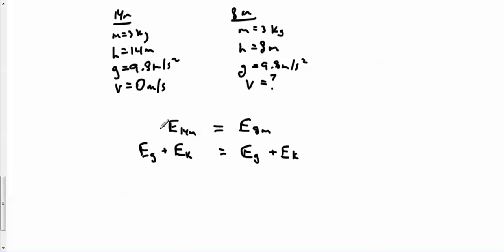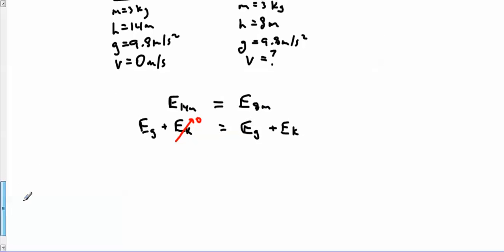But it turns out, since the velocity at 14 meters is 0, it will not have any kinetic energy, because V is 0, and it's in the formula. If there's a V in the formula, it's going to turn that to 0. So let's write up the formulas for each. That would mean this is mgh, I'm going to put 14, equals mgh8 plus 1/2 mv squared.